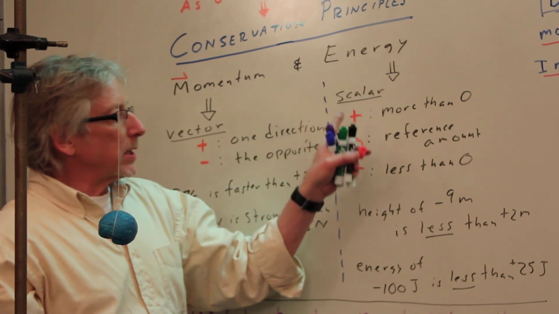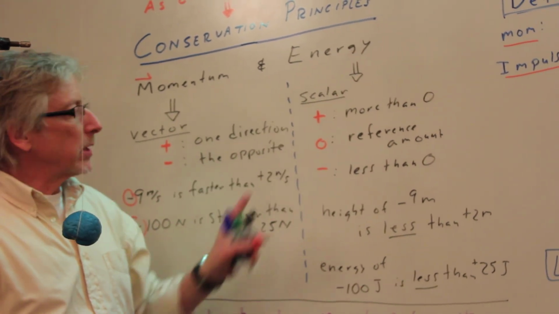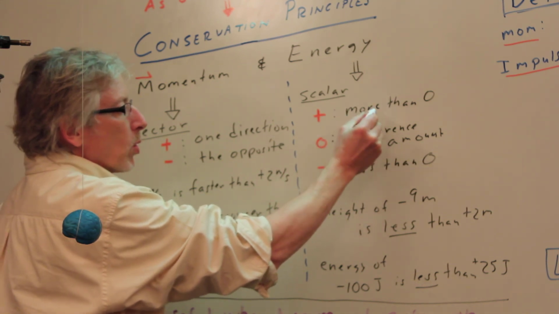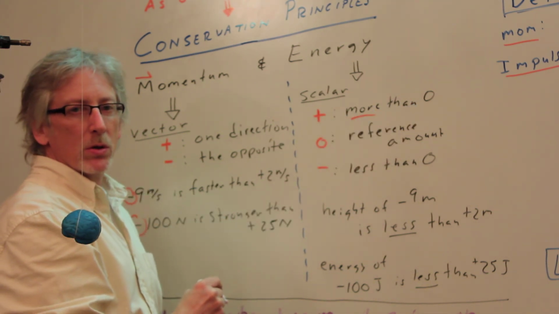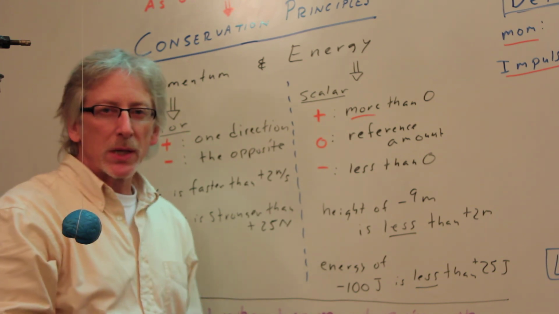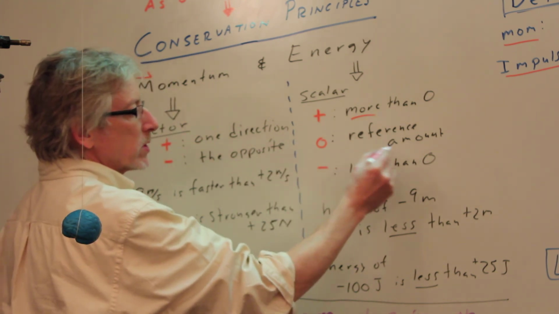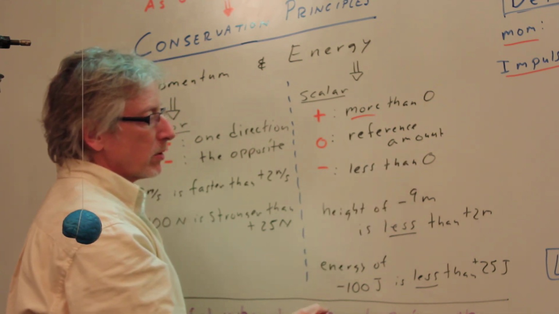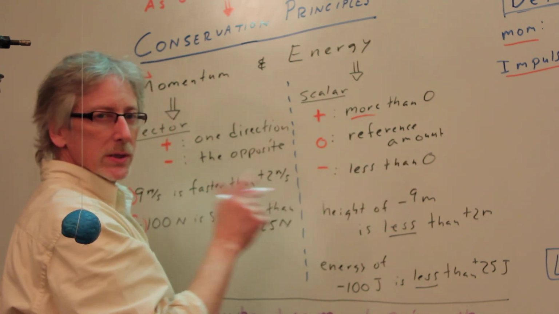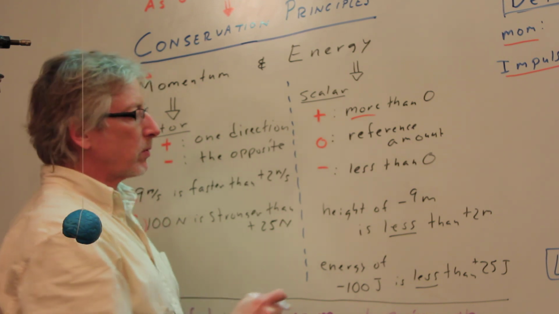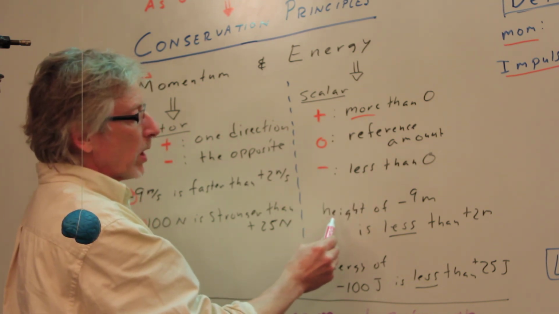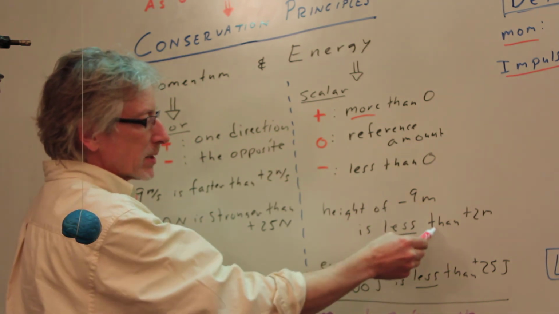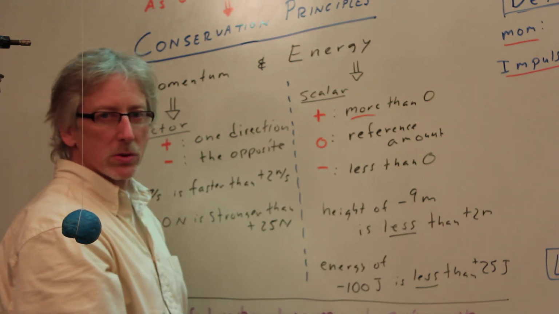In contrast, energy is a scalar. And so for a scalar, positive actually does mean more than zero. Zero doesn't have to mean nothing. It can be a reference amount. And then negative is less than zero. So contrast these things. Think about it. It'll take you a moment to wrap your head around what I'm saying. But for example, a height of negative 9 meters is less than plus 2 meters.